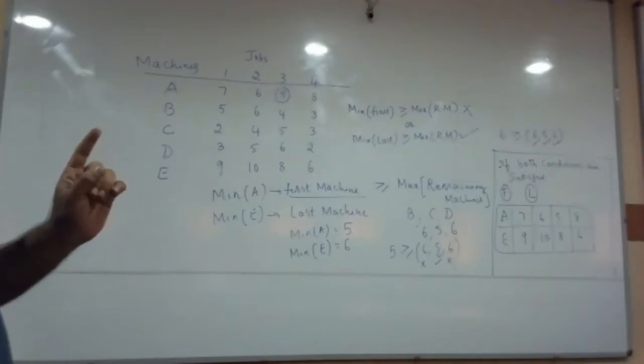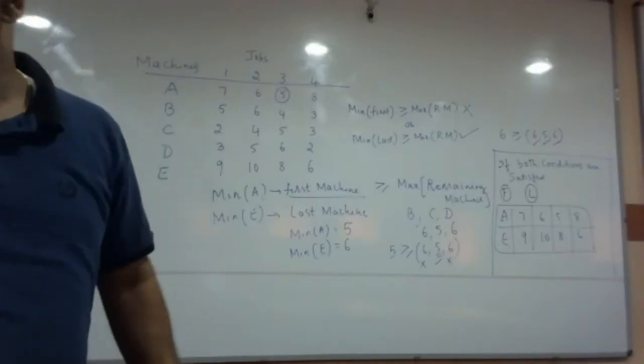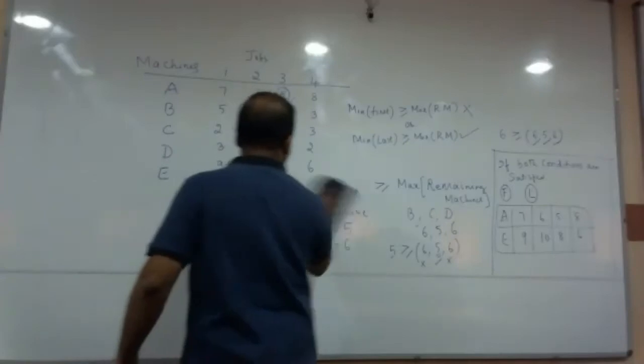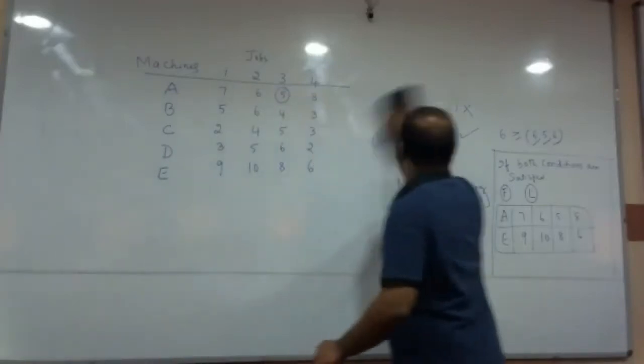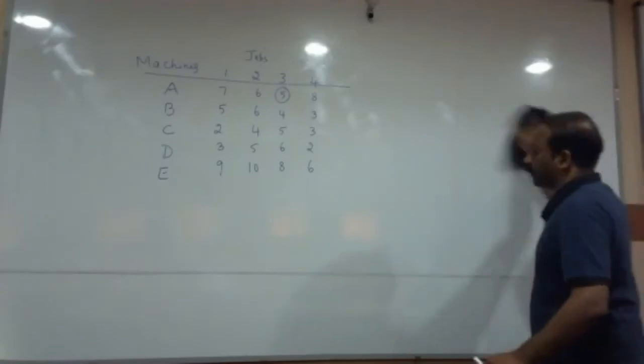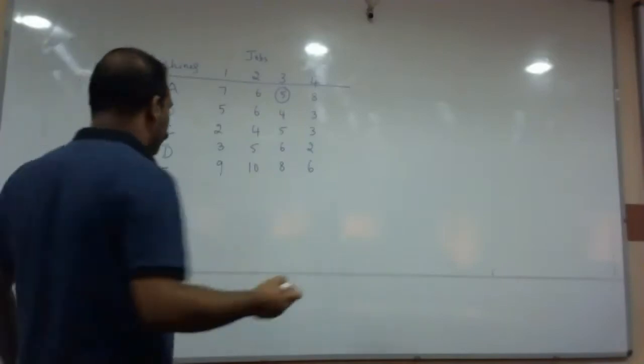I think now this question is very clear that both the conditions are not satisfied, and therefore now I am supposed to introduce two fictitious machines called G and H. So let me do it now. The two fictitious machines G and H have to be introduced.